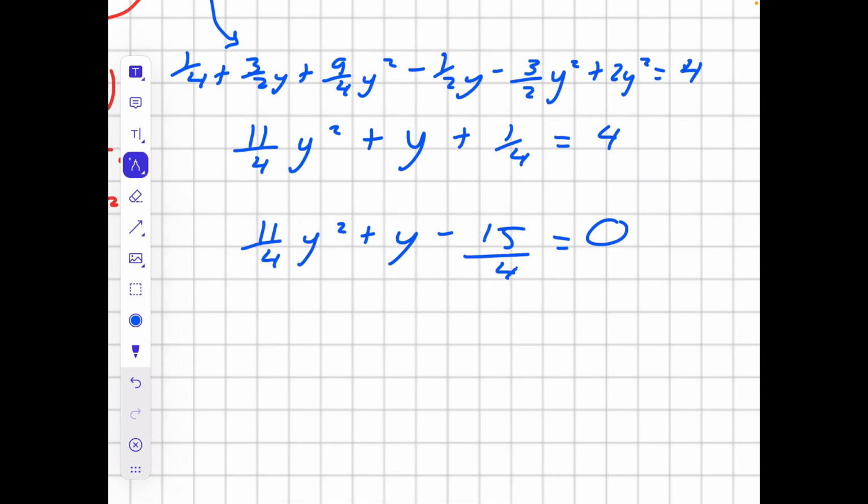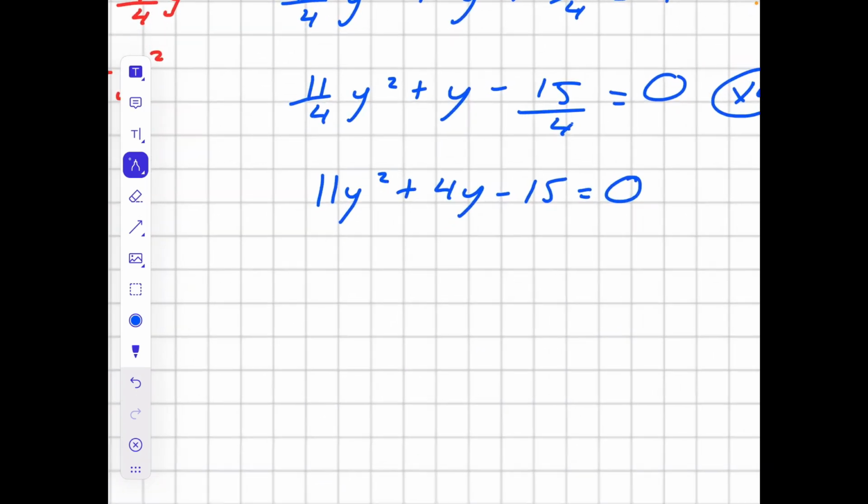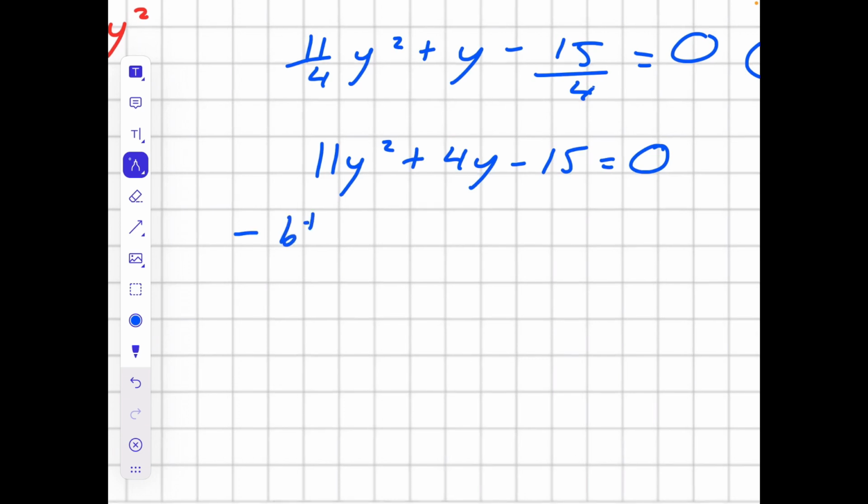Now, from here you have two options. You can leave it at that, so use those numbers in the minus b formula. It will work. But here we can actually multiply across by 4, and that will get rid of the fractions for us. So multiply everything by 4. That will give me 11y squared plus 4y minus 15 is equal to 0. Multiplied by 4 is 0. And I can use that in my minus b formula.